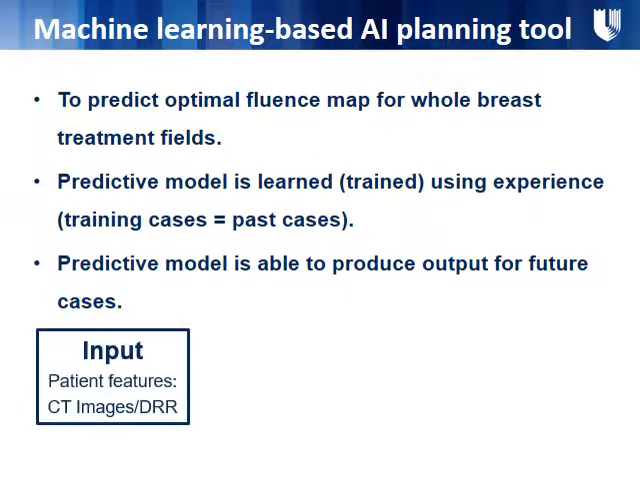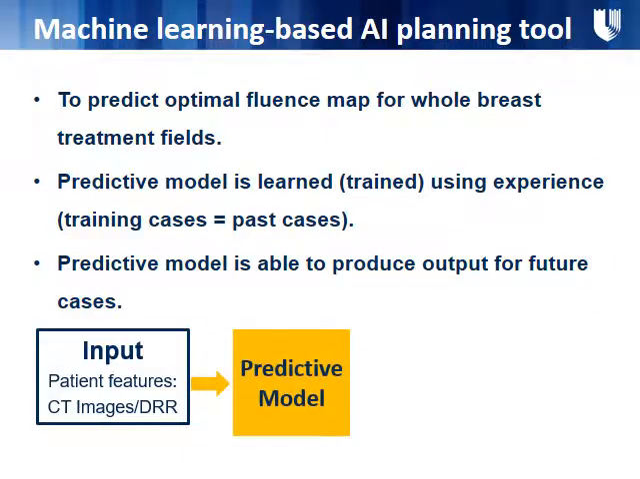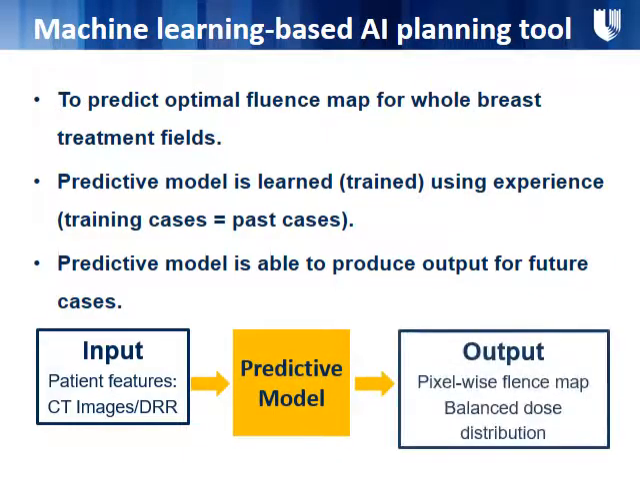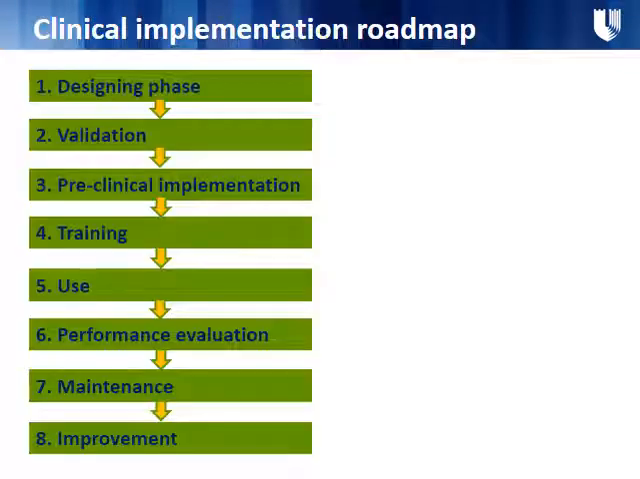From the patient features like CT images and DRR, the predictive model generates a pixel-wise fluence map. Therefore, a balanced dose distribution is the result we get. Now we have this AI planning tool developed from the research project. And what should we do for the clinic? Can we use it? So we made a roadmap to implement an in-house AI planning tool.